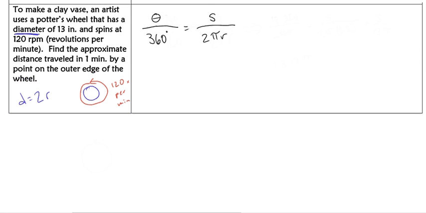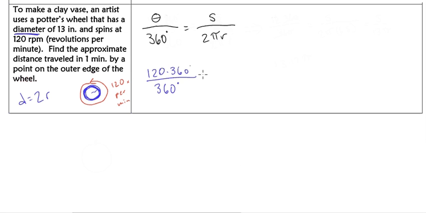And notice on this one that this time our numerators are actually bigger than our denominators because it's going around 120 times. That's a little bit different, but it doesn't change our proportion at all. Same ideas are happening here. And so let's plug in what we know. If the angle is going around 120 times, how many degrees is that going around? Well, it's 120 times 360 degrees.